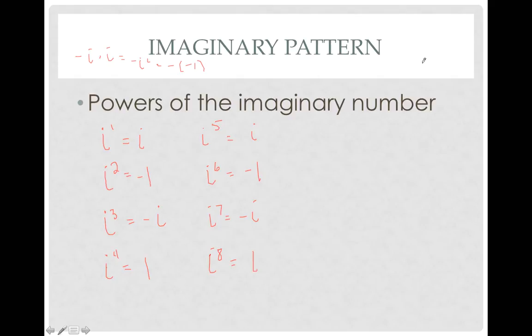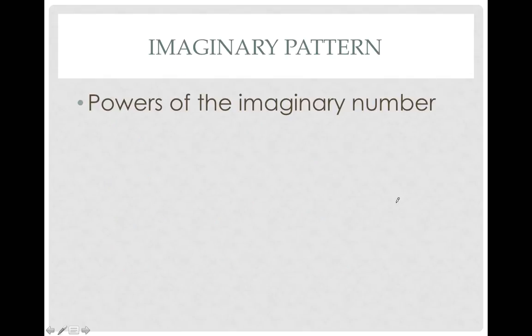So what you'll notice is if I just continue this pattern, that's a negative 1, and then negative i, and then positive 1. You notice this pattern continues, and it's every 4 powers. And the reason I say that is because I can start to ask something like this: what would i to the 21st power be?